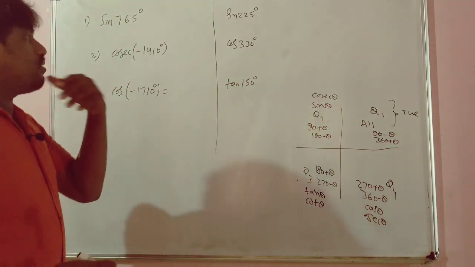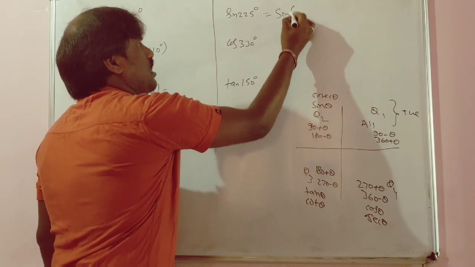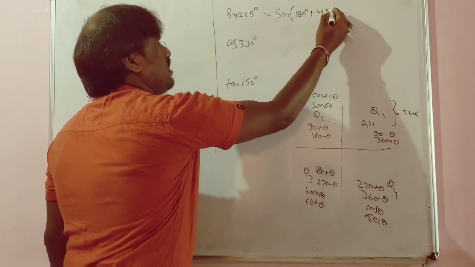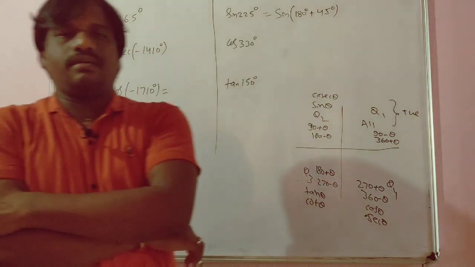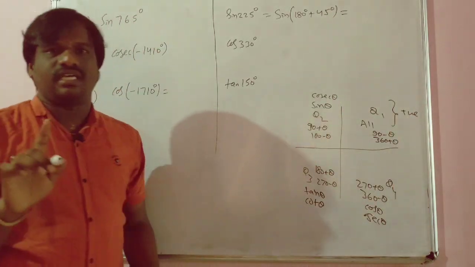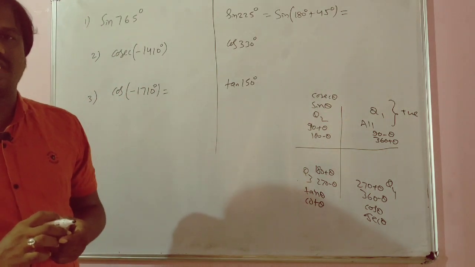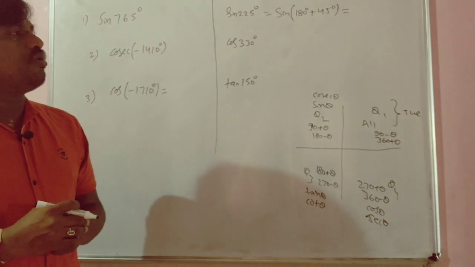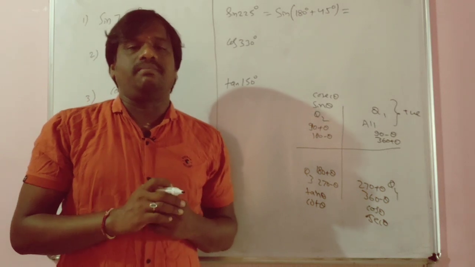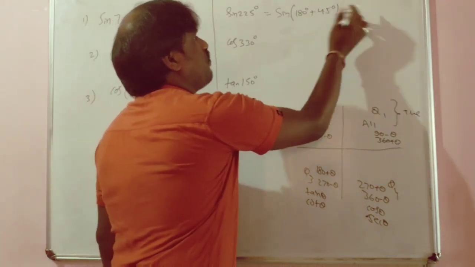Now I want sin 225 degrees. How will I write it? I can write sin 225 as sin of 180 plus 45 degrees. I told you that in 180 there is no change because it is an even multiple of 90. Even multiple of 90, no change; odd multiple of 90, it changes. So sin 180 plus 45 is an even multiple, so there is no change. Sin will become sin, so I will get sin 45.